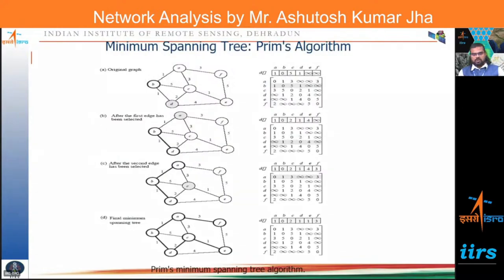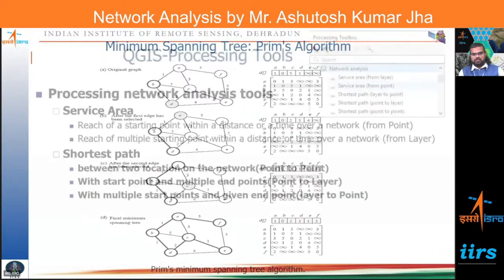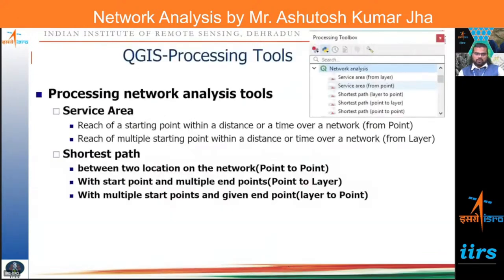So it takes one node, looks for another node nearest to it, and then it carries out the operations, and finally you get a result presenting the traversal of operations. So these kind of processing, we can do in something like QGIS.